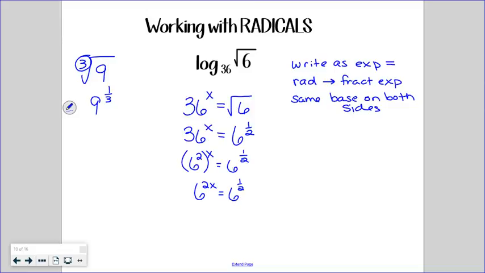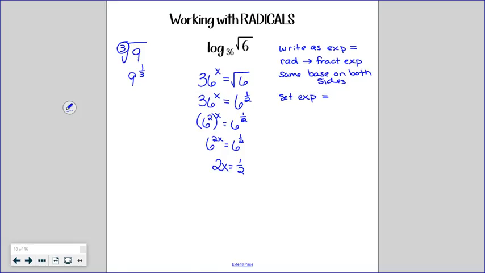Last thing, after we get the same base on both sides, is set the exponents equal to each other. So our exponents are 2x and 1/2. Careful on this one. Divide by 2. What is 1/2 divided by 2? 1/4.